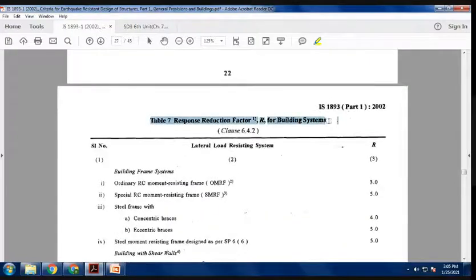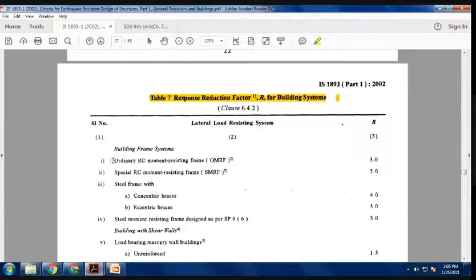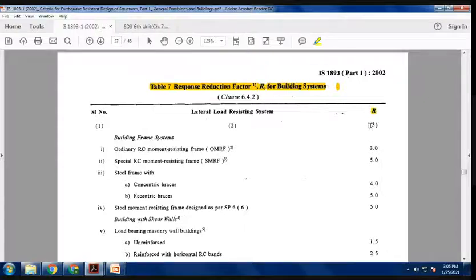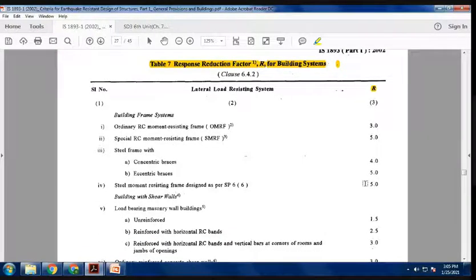Here we can see table number 7, response reduction factor, that is R. Here you can see the R, and we have different values for the R. For example, a building frame structure, whether it is a composite structure; frame structure means column, beam, slabs. The first thing is whether it is an ordinary reinforced moment resisting frame. In the question, directly we will give OMRF. It is nothing but ordinary moment resisting frame. Then you should go for the value of R equal to 3.